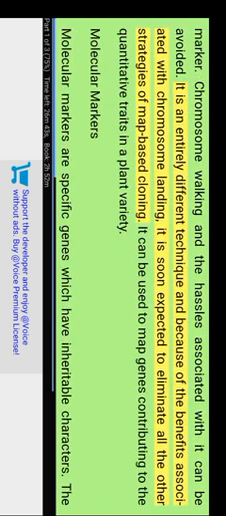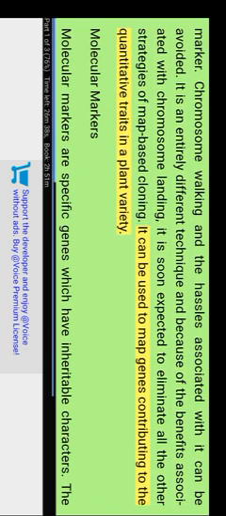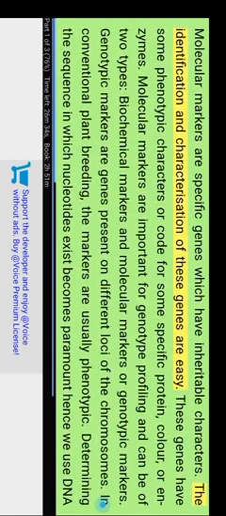It is an entirely different technique, and because of the benefits associated with chromosome landing, it is soon expected to eliminate all the other strategies of map-based cloning. It can be used to map genes contributing to the quantitative traits in a plant variety. Molecular markers. Molecular markers are specific genes which have inheritable characters. The identification and characterization of these genes are easy. These genes have some phenotypic characters or code for some specific protein, color, or enzymes.